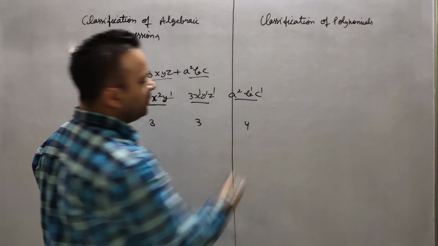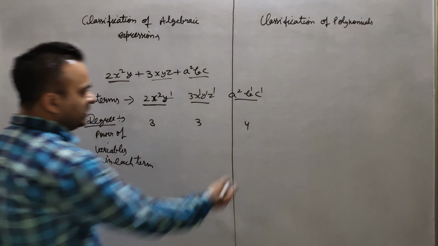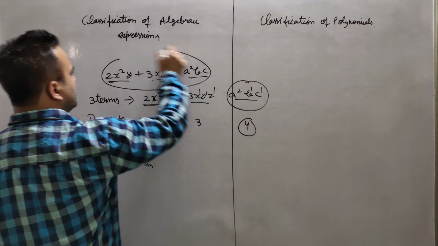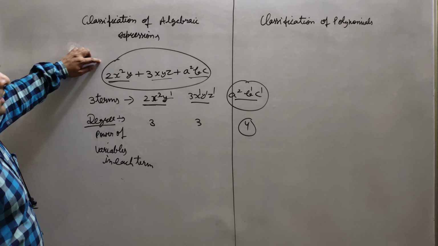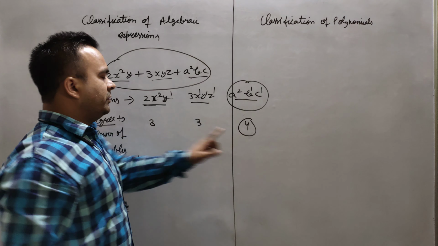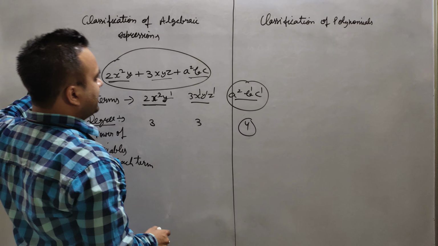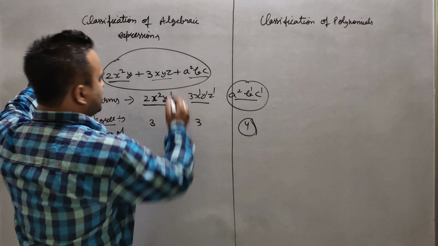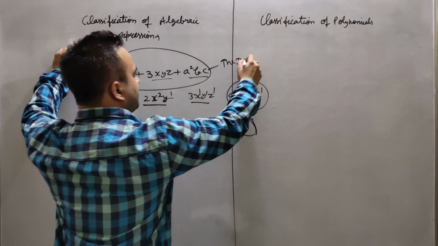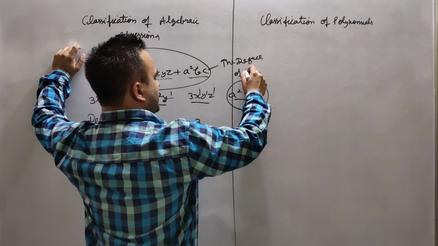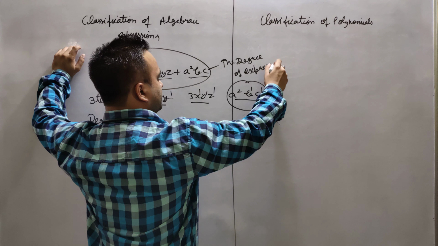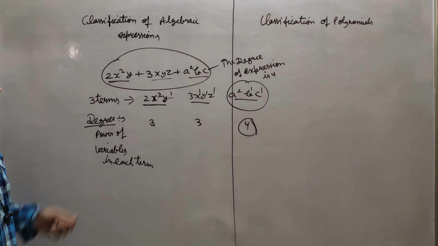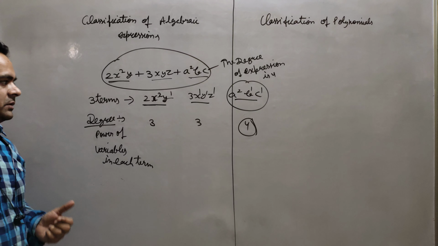So which term has the maximum power? So definitely it is this one. So it means this algebraic expression is given the degree name on the basis of 4. We will say that this expression has degree 4. So it means we have to look at the higher side. So we will say that the degree of the expression is 4. This is one way to see the degree part, right?